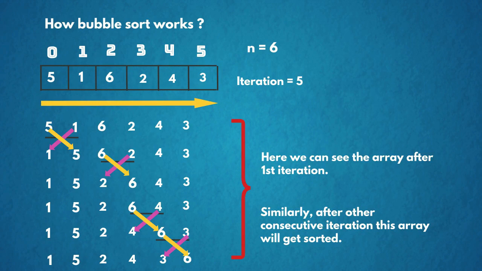Those are 1, 5, 2, 4, 3, because at the end of the first iteration, the array is 1, 5, 2, 4, 3, 6 as shown in the slide. Similarly, after other consecutive iterations, this array will get sorted. So as the size of the array is 6, we will have 5 passes for this array to get the required result using bubble sort.